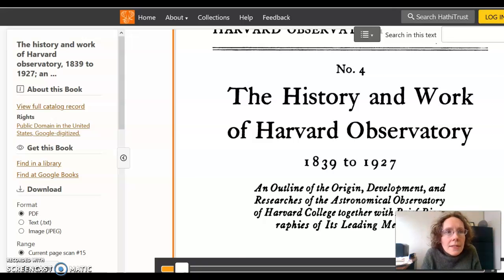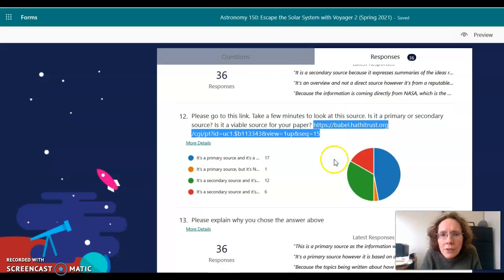So as far as what you guys thought, a lot of you thought it was primary. That's okay. Some of you thought it was primary and viable, and then there were some people who said it wasn't viable. Again, paper topic came up a lot. Thanks for pointing that out. I'll phrase it differently next time. One thing, and this is not to single out the individual who said this because this is a really common misunderstanding. Somebody said the website is .org, so it's reputable.